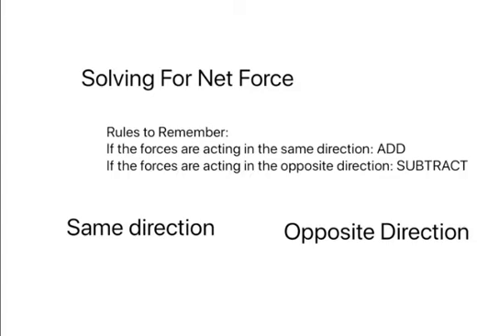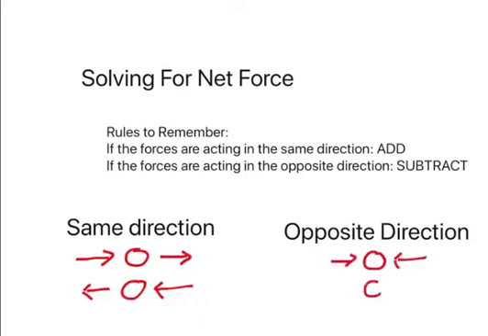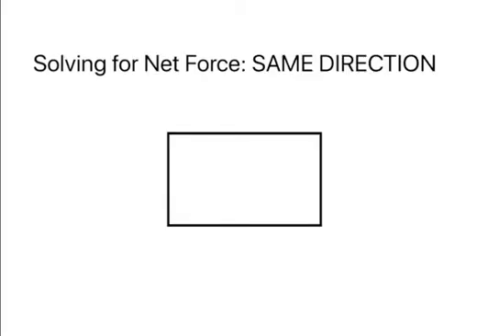So some examples of same direction would be, let's say that there's a circle in the middle, and we've got two forces pushing and pulling that way, or we could have it go in the opposite direction, but the forces acting upon that object are going in the same direction. For opposite directions, well, you guys can probably imagine that we would have the arrows going in opposite directions, either inward or outward. All right, so let's actually look at some examples.